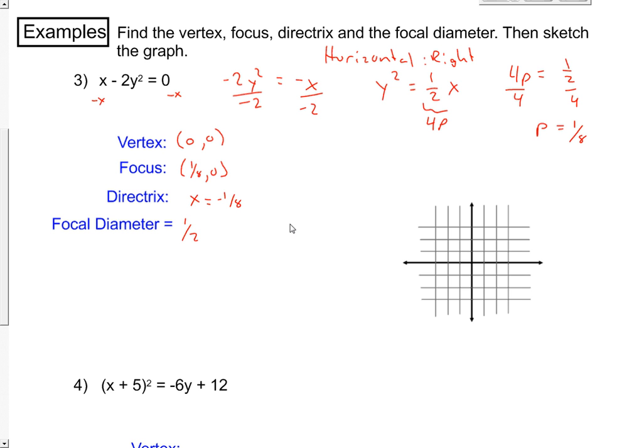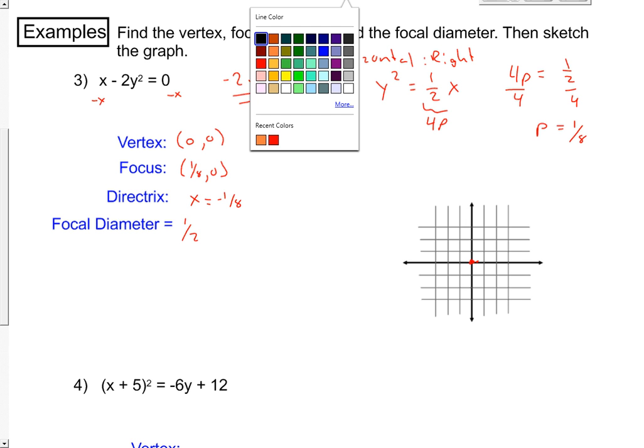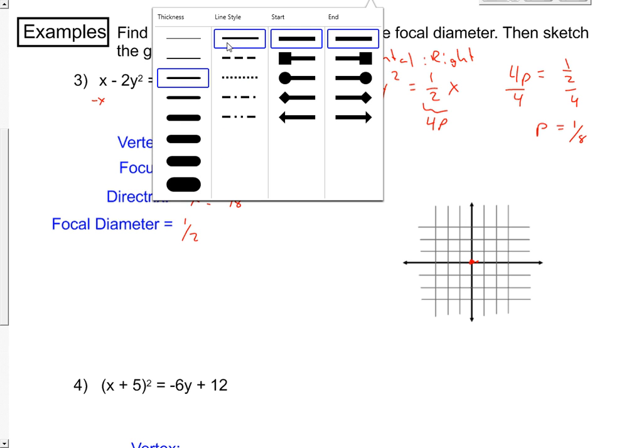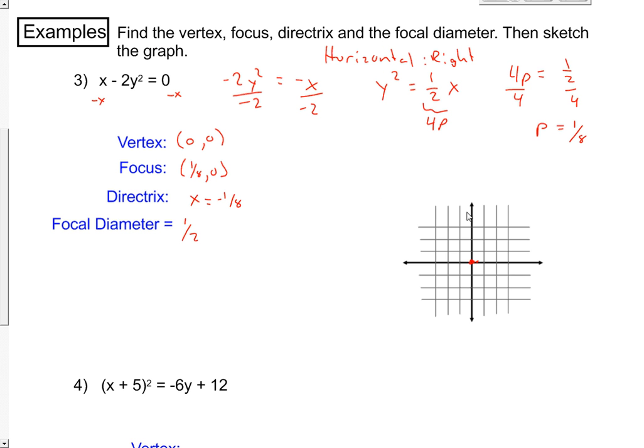Okay, and now we're ready to graph. So we're going to plot our 0, 0. We're going to plot our focus, which is super close at 1/8. Our directrix is also now at -1/8, which is extremely close to the line. I want that to be red, so let's do this and make the line thinner. Okay. So at 1/8, it's approximately right there without getting too cluttered here.